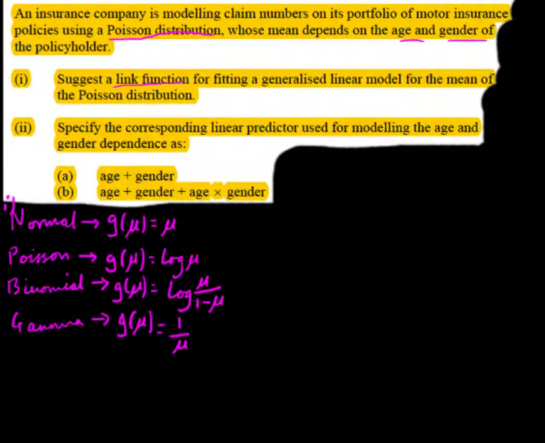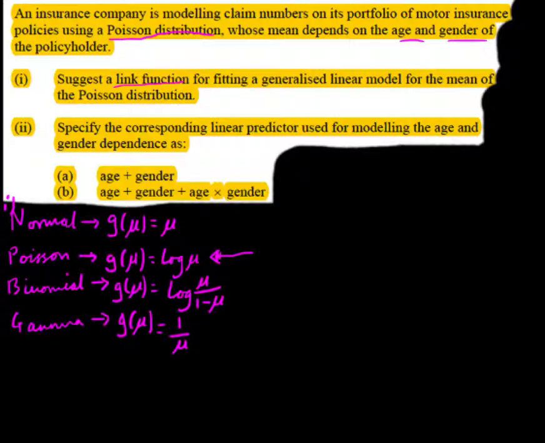So an insurance company is modeling claim numbers on its portfolio of motor insurance policies using a Poisson distribution whose mean depends on the age and gender of the policyholder. It wants us to find the link function for fitting a generalized linear model for the mean of the Poisson distribution. So the link function that would be most appropriate, just straight out of the notes, is this one right here. If it's Poisson, then we basically take the log of the mean, and that is the link function that we're using over there.